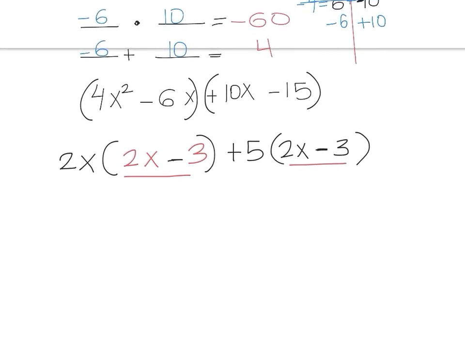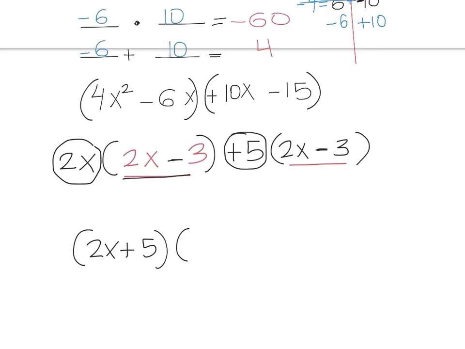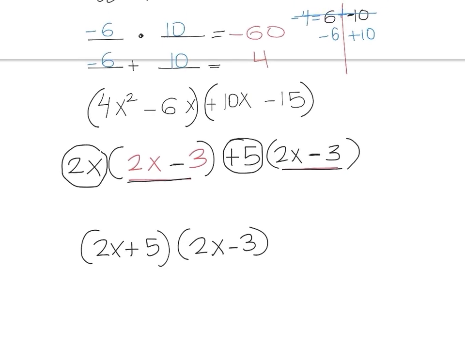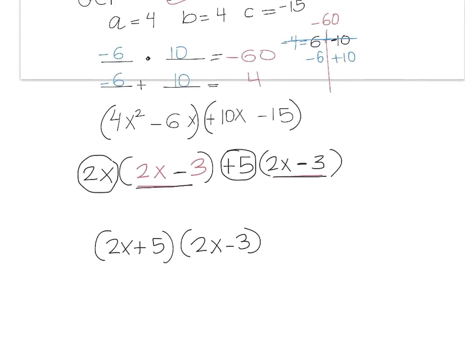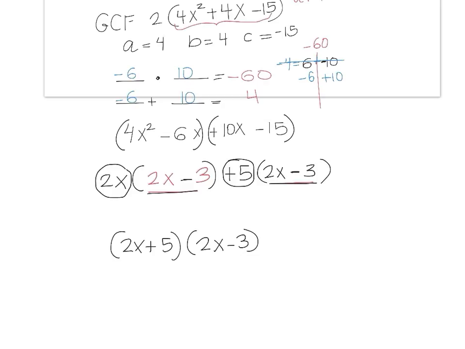Now, I still have one more step, which is to take the GCF, 2x plus 5, as one of your factors, and then the common factor over here, which is 2x minus 3, will be your second factor, and you write it only once. You don't put to the power 2 over here, because this is a common factor, so I write it down once. And that's how you factor this trinomial. Now, don't forget to copy down the GCF that you have taken out earlier, which is a 2 in this case.